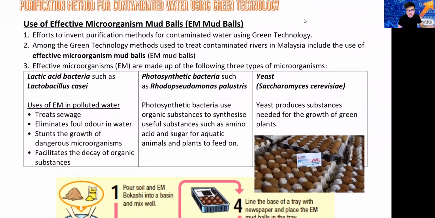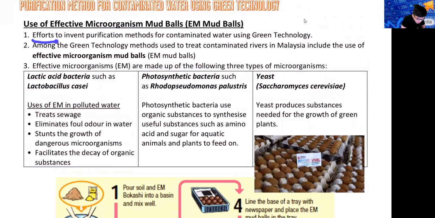Sir, bacteria is dangerous, leh. We drink this, we get sick, leh. But no, these bacteria are good at cleaning your water. And the best thing is, this thing is really cheap. Really cheap, like 20 to 50 cents per ball. You can clean a few liters of water with this. Isn't this a very good technology?